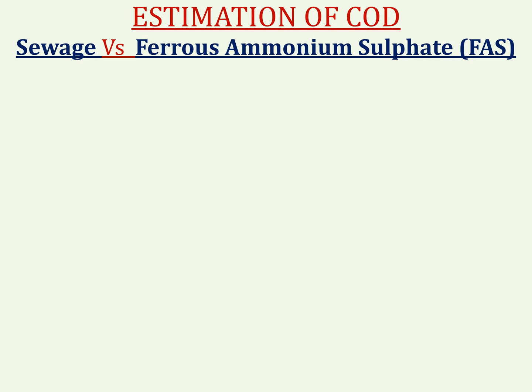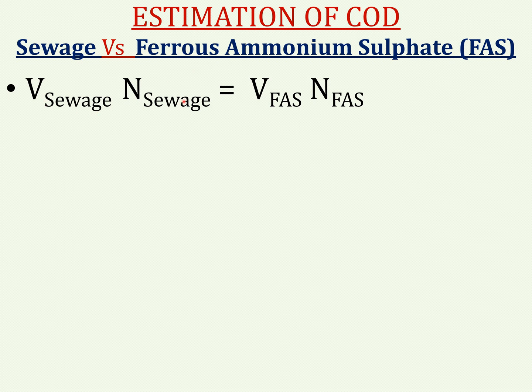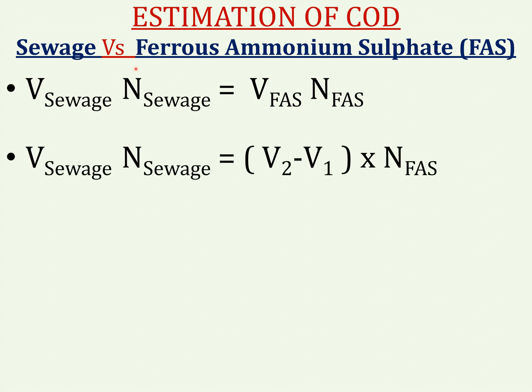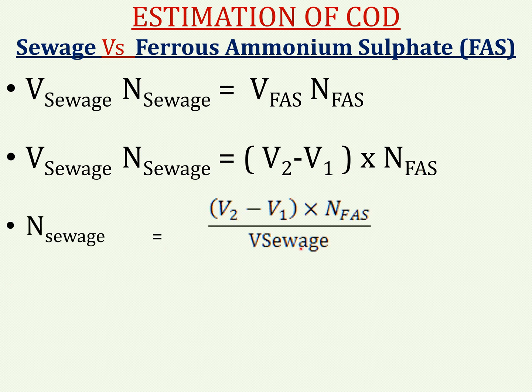Let us now have a look at the calculation involved in COD estimation. Well, the titration is between the sewage and ferrous ammonium sulfate, FAS. We need to know the value of N sewage, that is the concentration of sewage, in order to find the COD. Okay, how do you find that? We have a universal equation for any titration, that is V1 N1 is equal to V2 N2. That here becomes V sewage into N sewage is equal to V FAS into N FAS, where FAS is ferrous ammonium sulfate. Now, V sewage we already know because we have taken the V mL, N FAS is also known to us, it is given. And V FAS, what is that? V2 minus V1, which we have seen in the previous slide. So, all these three factors are known, so we can easily find N sewage. V sewage into N sewage is equal to V2 minus V1 into N FAS, or N sewage is equal to, rearranging it, we get it as this.